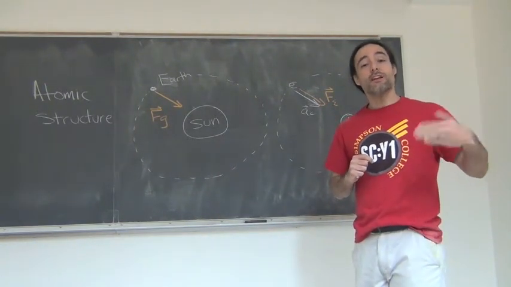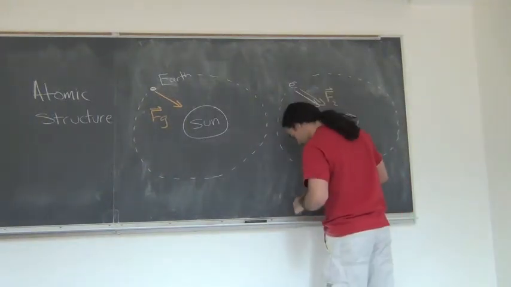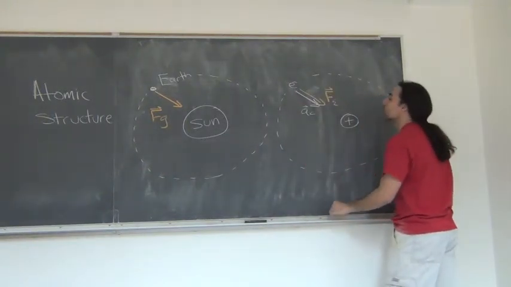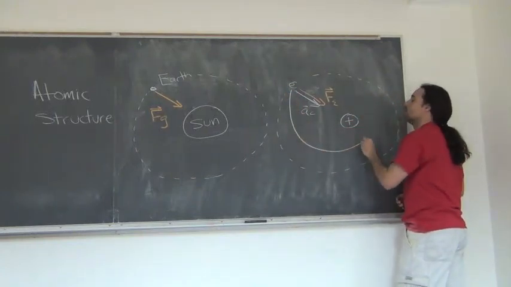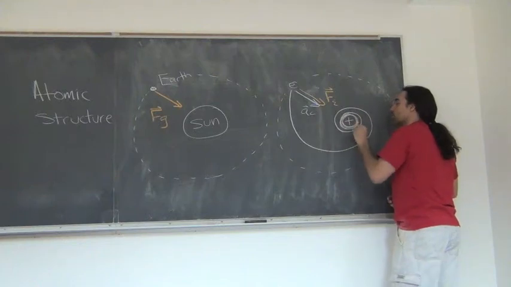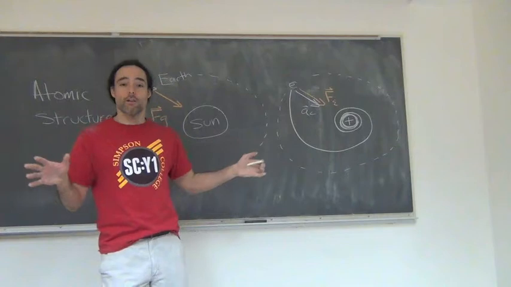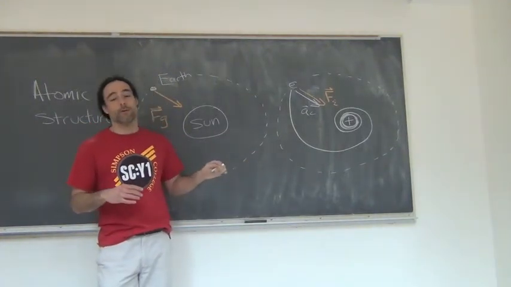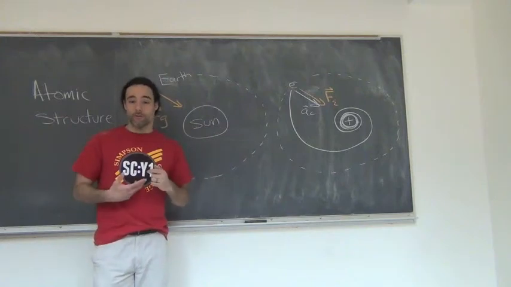And as it loses energy, it's going to lose speed. So as it loses speed, what's going to happen is it's going to start to spiral into the nucleus and crash into the proton, destroying all life as we know it. And this happens very, very quickly. So for some reason, the electron doesn't do this.